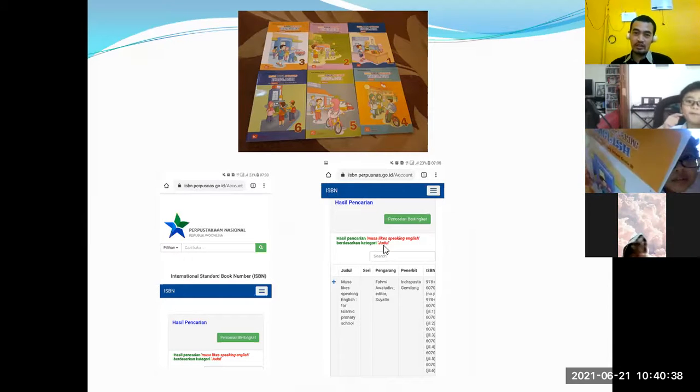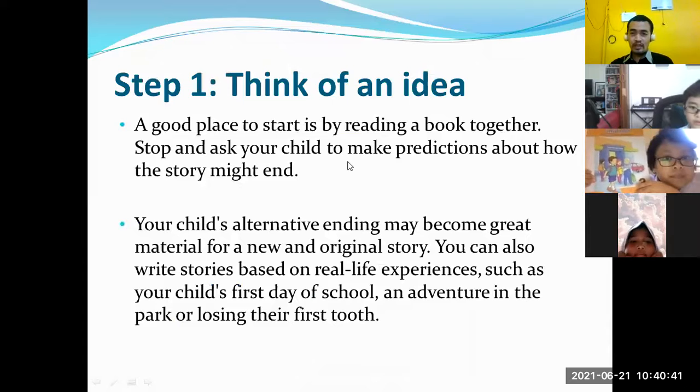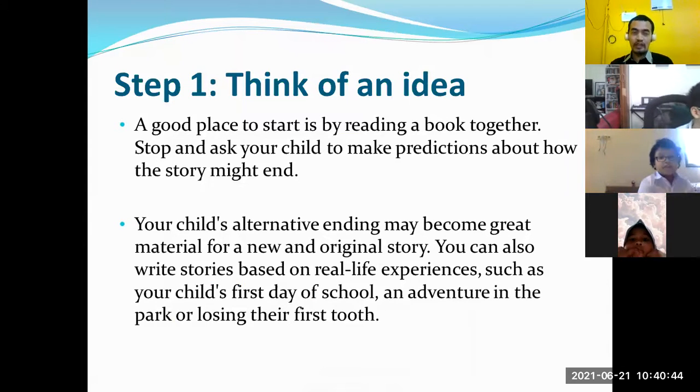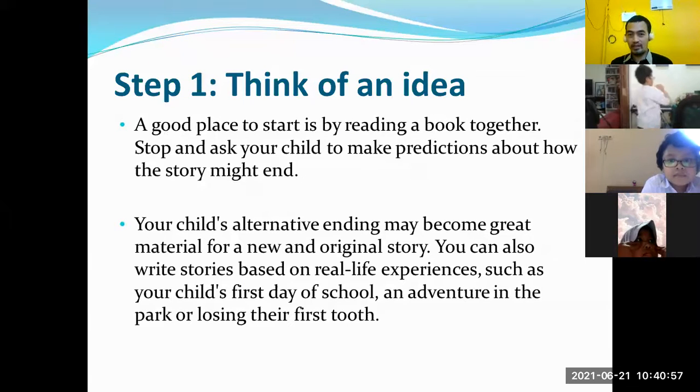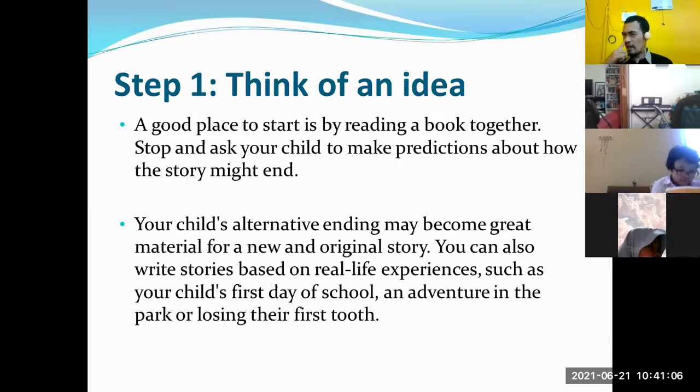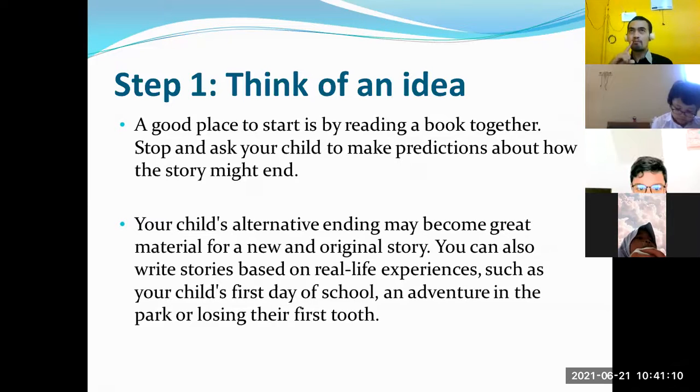Tito, okay, thank you so much. Wait, first one. Yeah, the first one, think of an idea. A good place to start is by reading a book together. Stop and ask your child to make a prediction about how the story might end. Step one, think. Don't forget, think of an idea. I want to write a story about, for example, behind the scenes of cooking. Up to you.